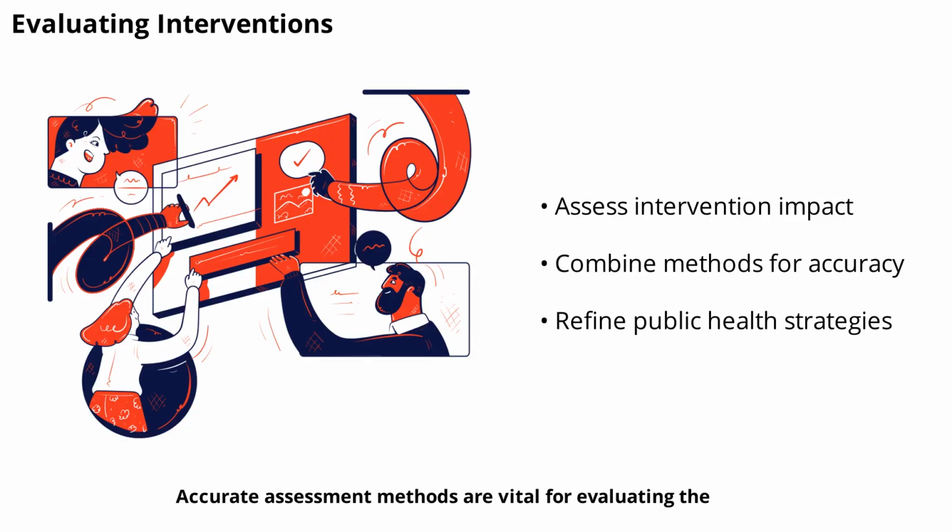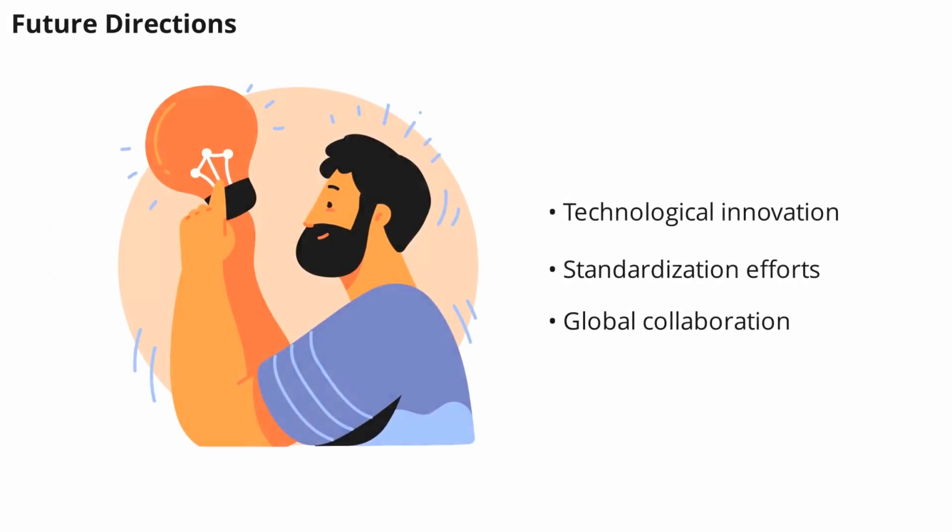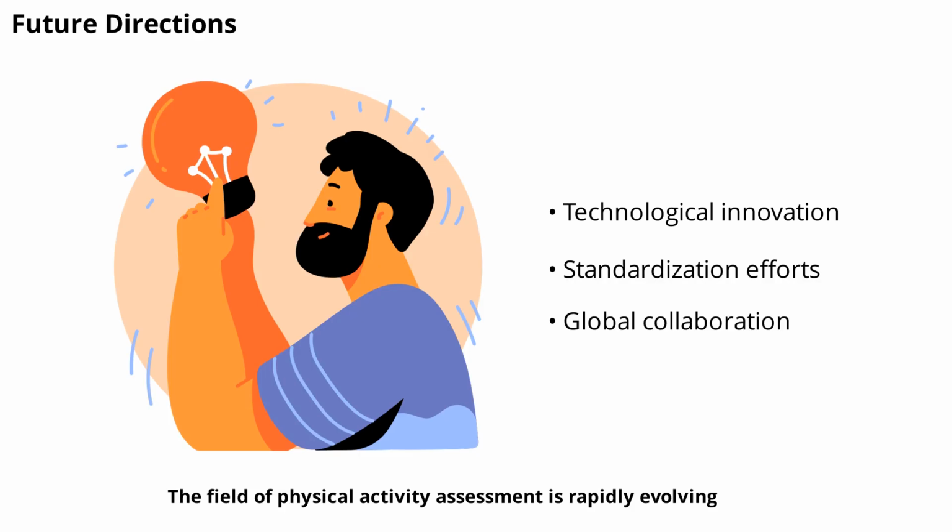Accurate assessment methods are vital for evaluating the effectiveness of interventions aimed at increasing physical activity. Researchers must choose tools that are sensitive enough to detect changes over time and appropriate for the target population. Combining objective and subjective methods can provide a more complete picture of intervention outcomes, helping to refine strategies and improve public health. The field of physical activity assessment is rapidly evolving.